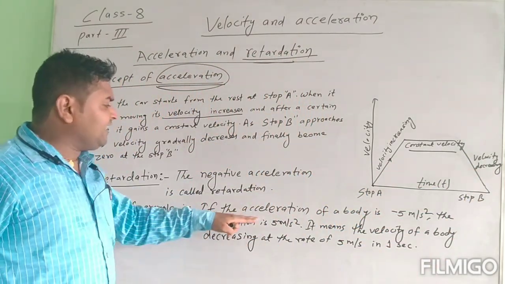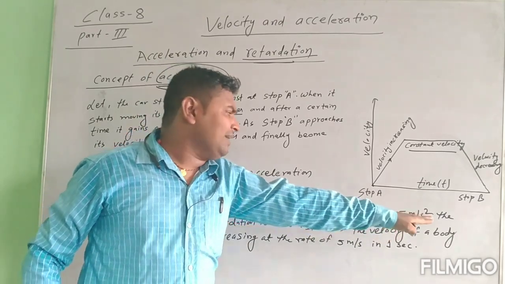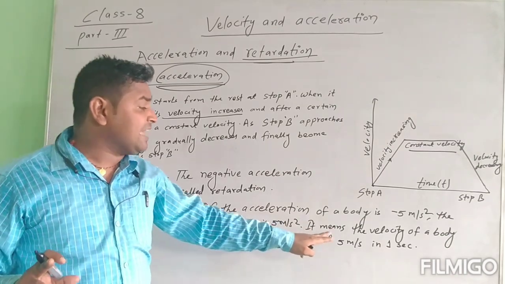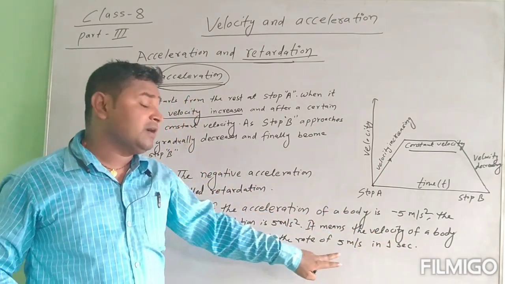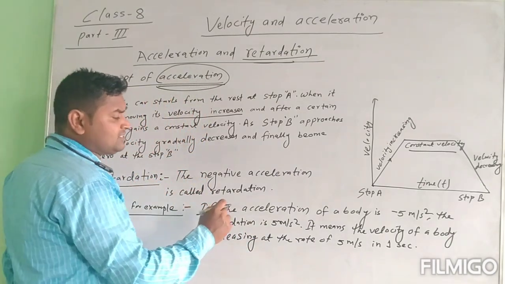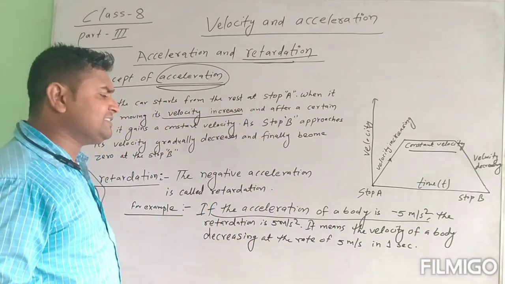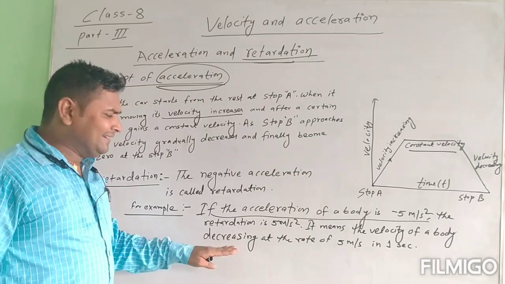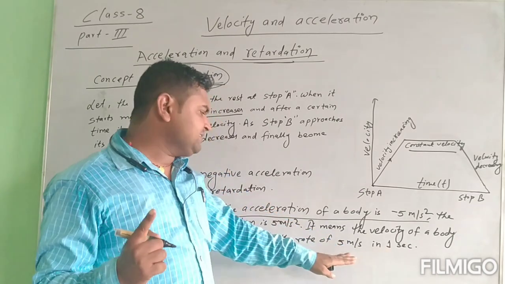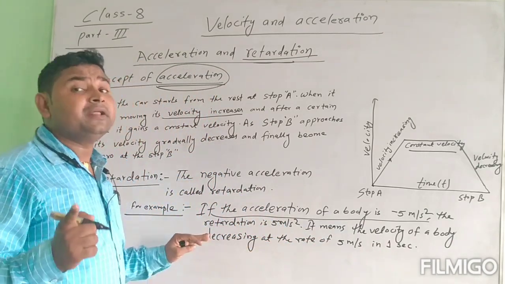For example, if the acceleration of a body is minus 5 meter per second square, what does it mean? It means the retardation of the body is 5 meter per second square. It means that the velocity of the body is decreasing at the rate of 5 meter per second in 1 second. So if the acceleration of the body is minus 5 meter per second square, the velocity of the body is decreasing at the rate of 5 meter per second in every second.